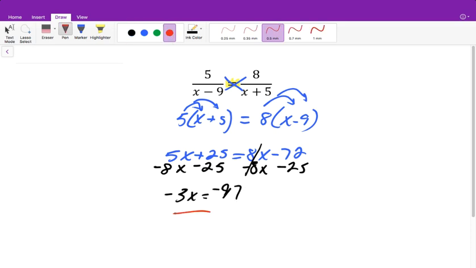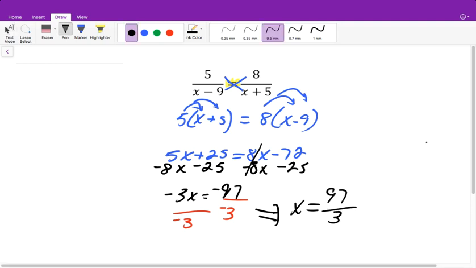And then we divide each one by negative 3. And that means x is equal to 97 over 3. It can't reduce, and that's it. We would say x cannot equal 9 and negative 5, and that is our answer.